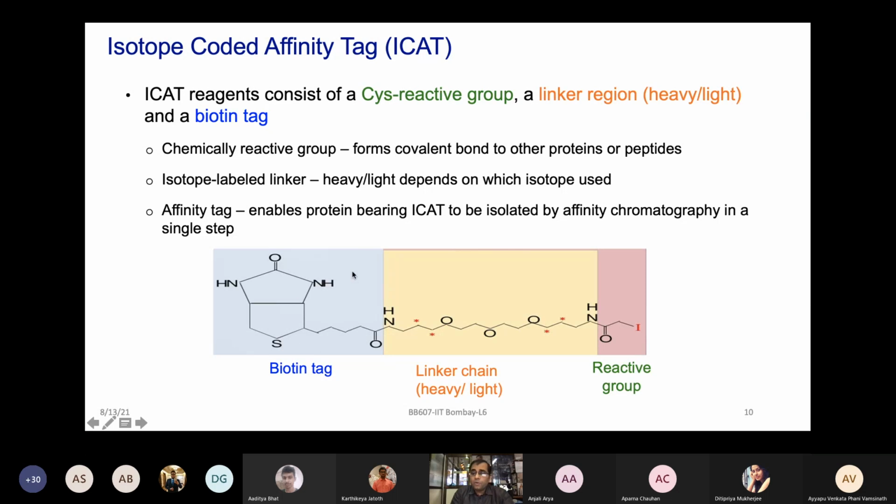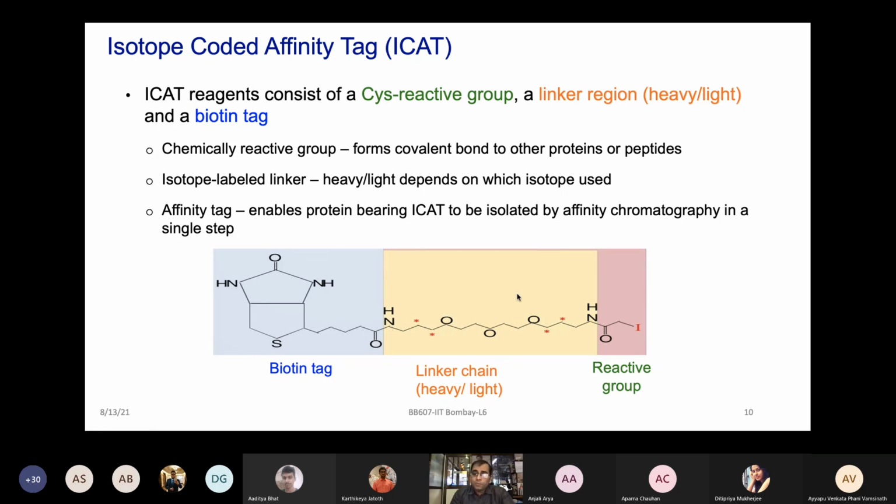So this is going to help to screen the labeled population only, and this is going to help to bind to the proteins. This part in the middle is the linker chain, which is where you can have the light form of ICAT or heavy form of ICAT.